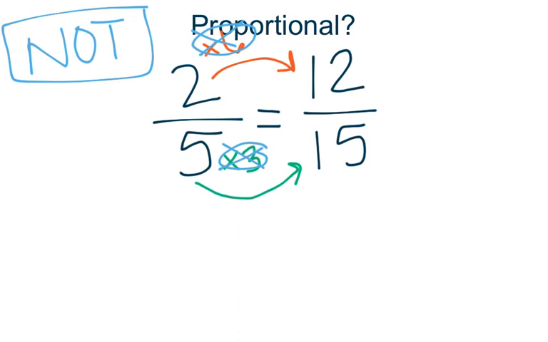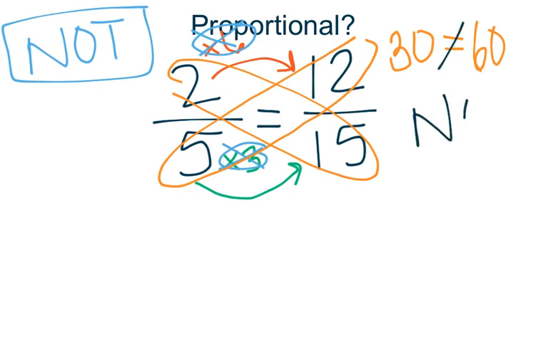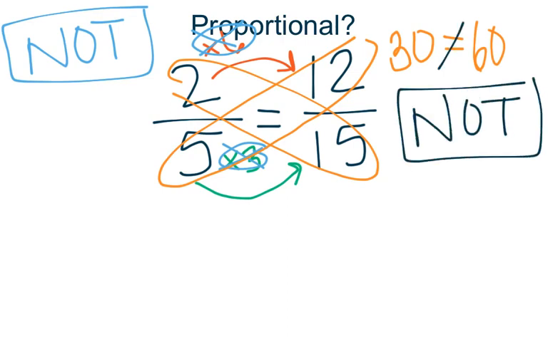We can also use the same method that we used last time. So the last time, basically what we did is we cross multiplied. So let's do that. 2 times 15 is going to give me 30, and I'm going to set it equal to whatever this other cross multiplication is. Well, 5 times 12 is 60. So because 30 does not equal 60, again, this just proves that these are not proportional.